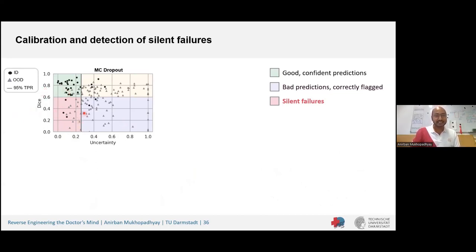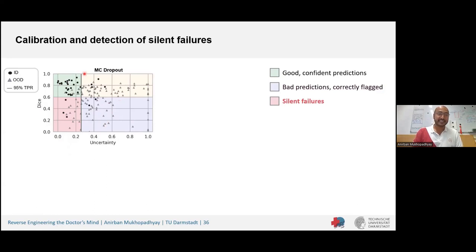What we are looking at is a graph where the x-axis is the uncertainty and the y-axis is the performance of the segmentation in terms of dice. This green region is low in terms of uncertainty and high dice, so it's all good. In the blue region, it's bad performance, but we don't really care too much, simply because it's correctly flagged as bad performance. This red region, however, is the quadrant of silent failure, where you have low dice, but the uncertainty is quite low as well. So you are quite certain that you are doing well, even though you are actually doing badly.